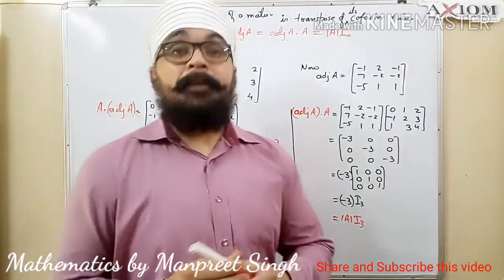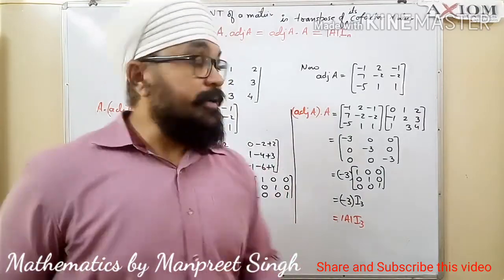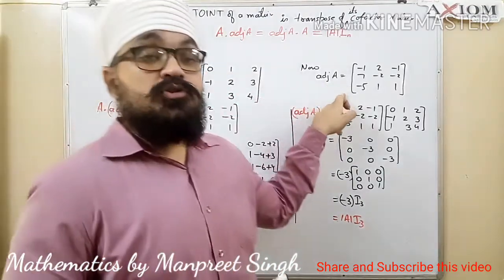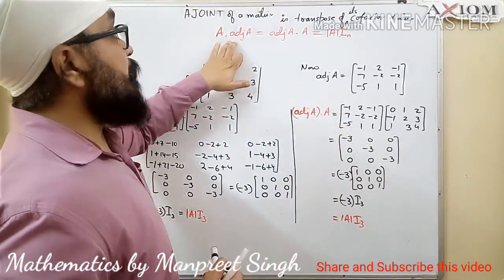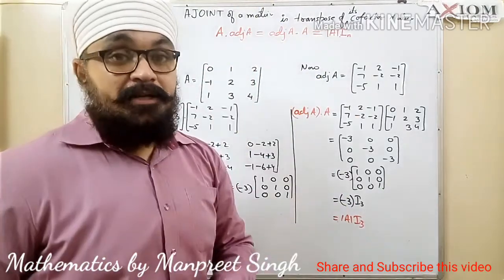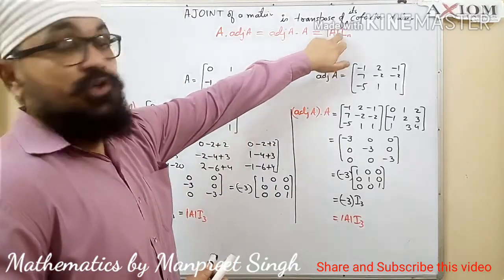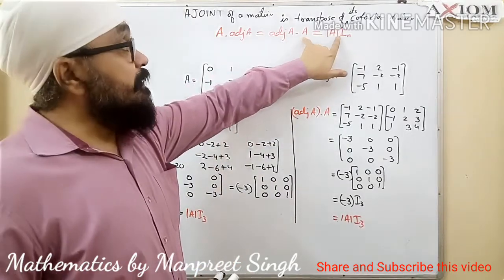So this was one of the important properties of the adjoint of a matrix, that is, the adjoint of a matrix is the transpose of its cofactor matrix. And the important property is that when A is multiplied by adjoint or adjoint is multiplied by A, first of all they give the same result, that is, they obey the commutative law, and the result that we are getting is the determinant of A.